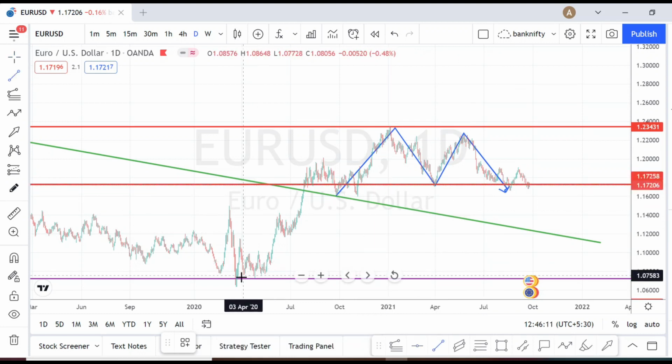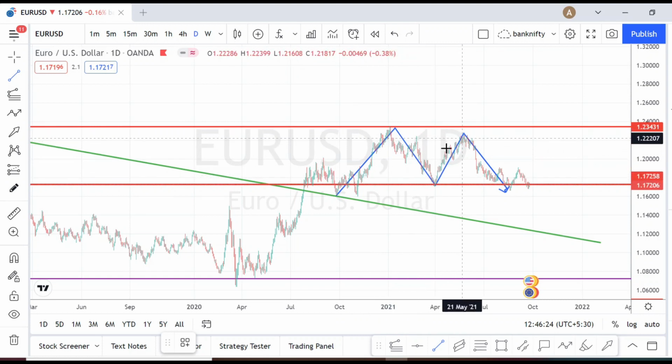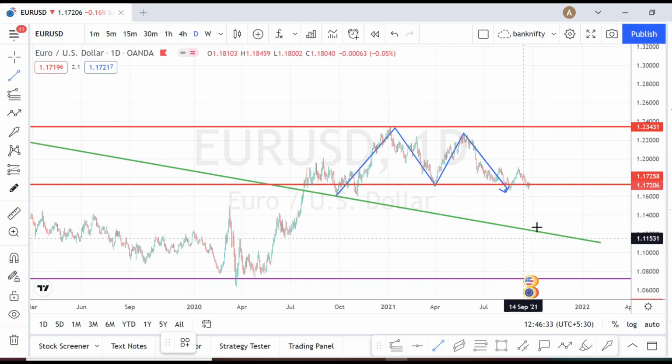The present trend is it has formed a very nice triangle pattern in the higher time frame, and it has broken the higher time frame triangle pattern, and it has started to go up. But again it has formed here a double top pattern, trying to retest the dynamic support line here.